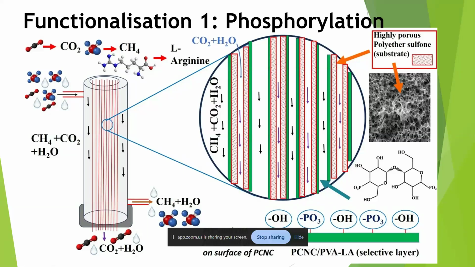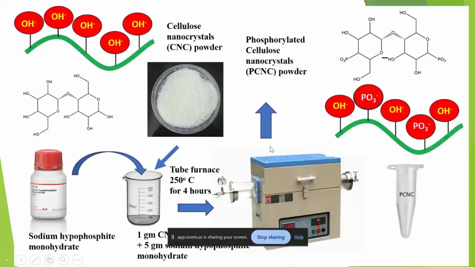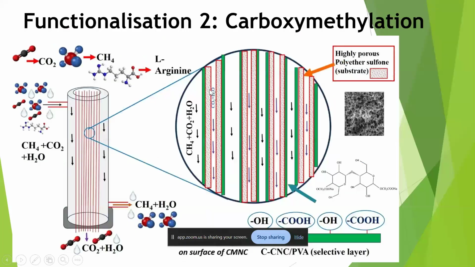randomly, replacing the OH groups in order to improve the hydrophilicity and thereby improving the permeability without affecting the selectivity. So these were the steps involved, the method that I adopted to make the phosphorylated nanocellulose powder to do the separation.